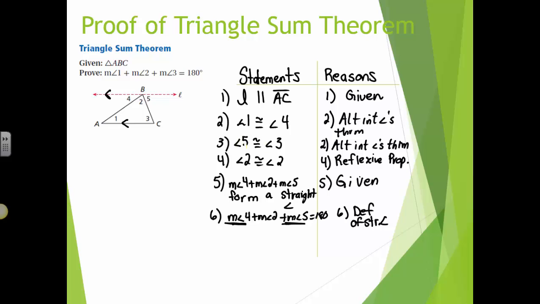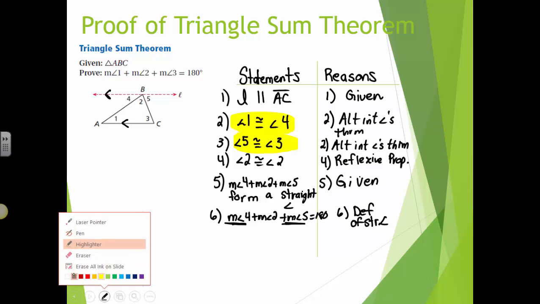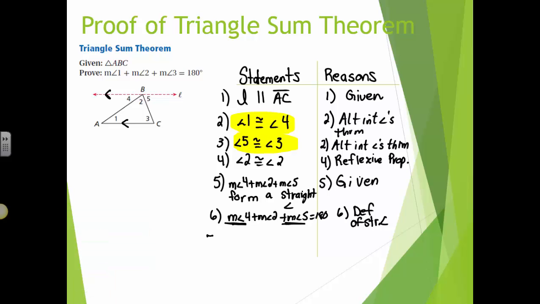I might just go right back up here. I want to get 4 out of there, and I want to get 5 out of there, and I want to replace 4 and 5 with 1 and 3. So the finishing touches of this proof would be to say that means the measure of angle 1 equals the measure of angle 4, and the measure of angle 3 equals the measure of angle 5, and that would be by definition of congruence.